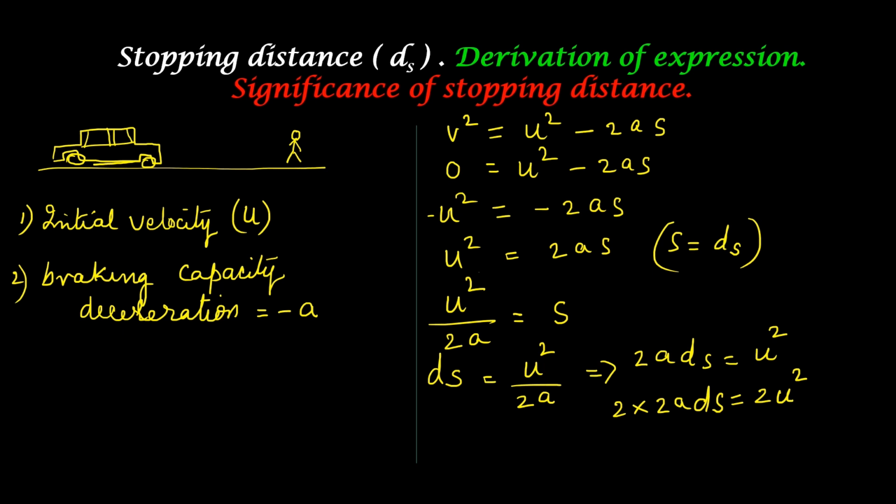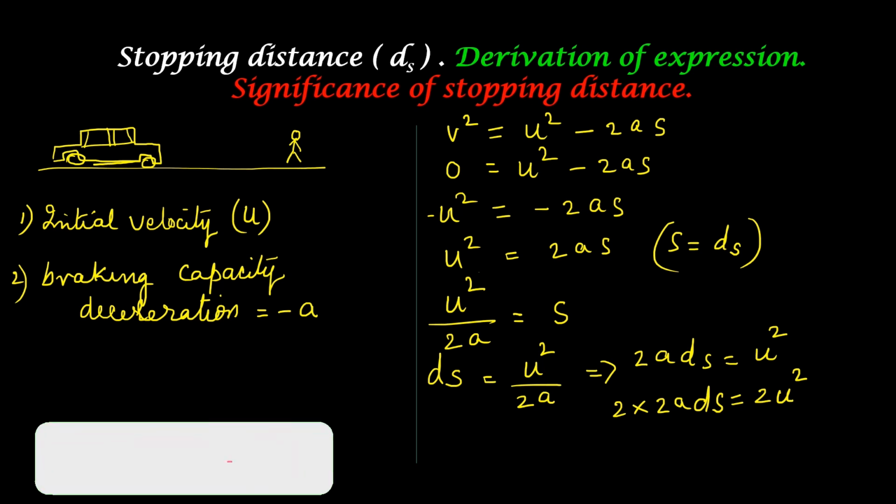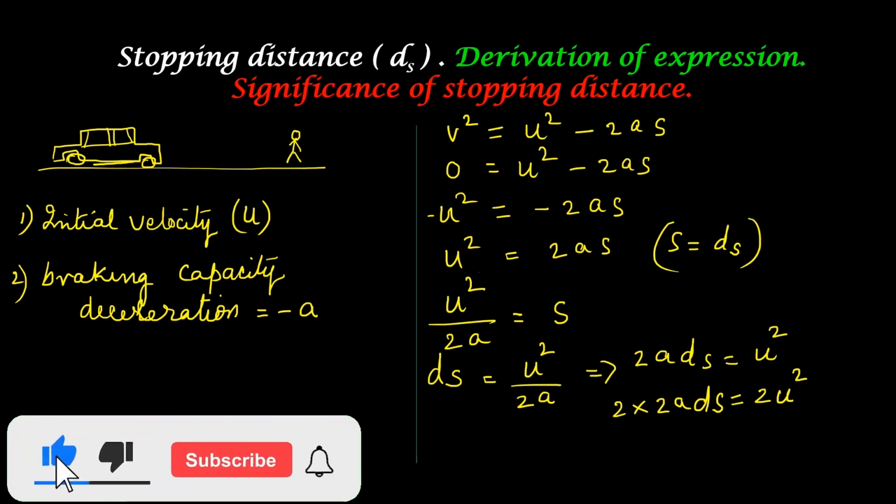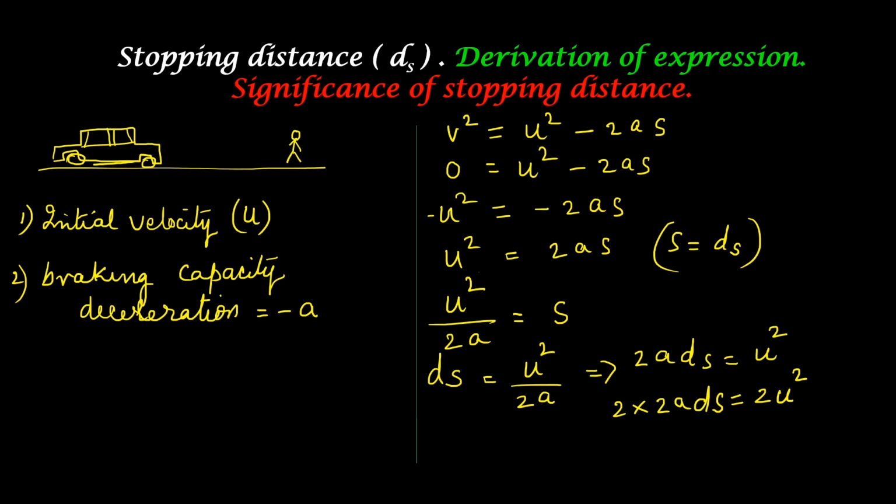In school zones, you would have noticed the board where the speed limit is restricted to a very low value, so that even if a student or somebody crosses the road unexpectedly, the driver can apply the brake and within a short distance, the vehicle will come to a stop. That is, the stopping distance will be much reduced and this will help avoid accidents. Hope you have understood the significance of stopping distance and also the formula to calculate stopping distance. That is, ds is equal to u square by 2a.